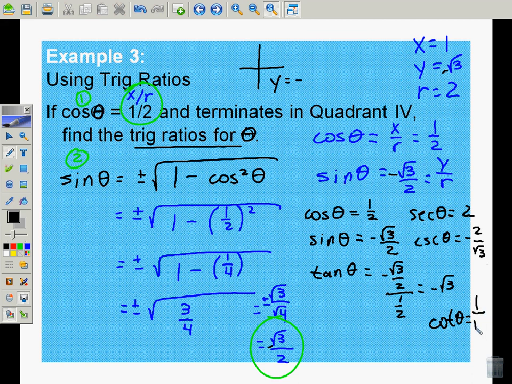Okay? Look what I've got. 1, 2, 3, 4, 5, 6. I've got all 6 of them right there, guys. I'm just using the definitions to find one of them and then using what I already know to find the rest of them. Okay? That's the basics of trig identities.